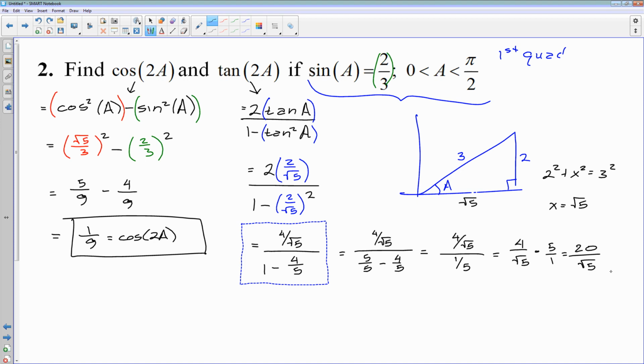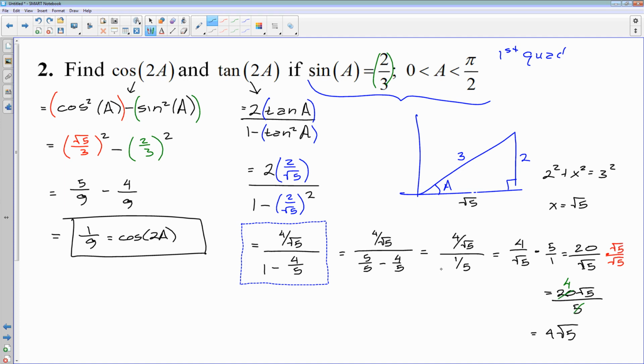And I may even go crazy and rationalize if it's multiple choice. So let's multiply by root 5 over root 5. And that's going to give me 20 times the square root of 5 over root 5 times root 5 is just 5. And then finally, 5 goes into 20 4 times, and this cleans up to simply 4 times the square root of 5. So a lot of cleaning up.